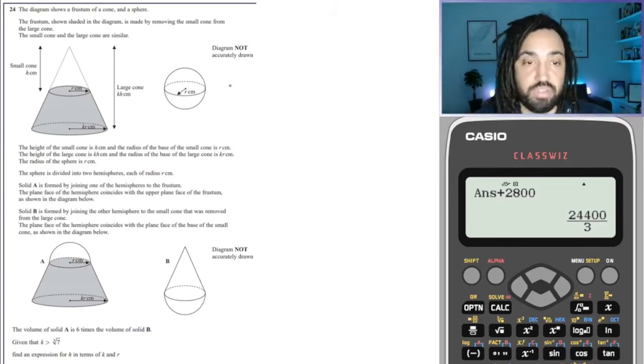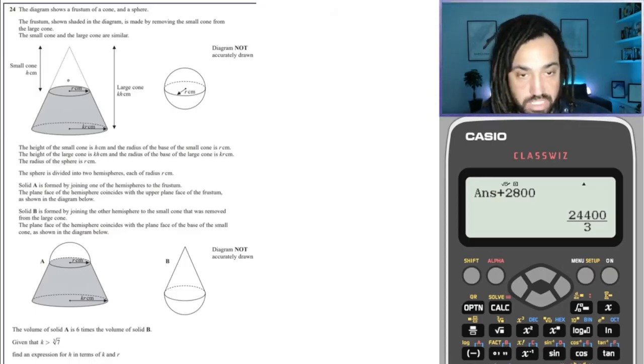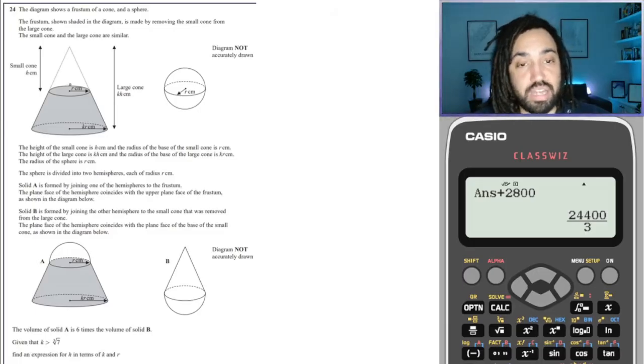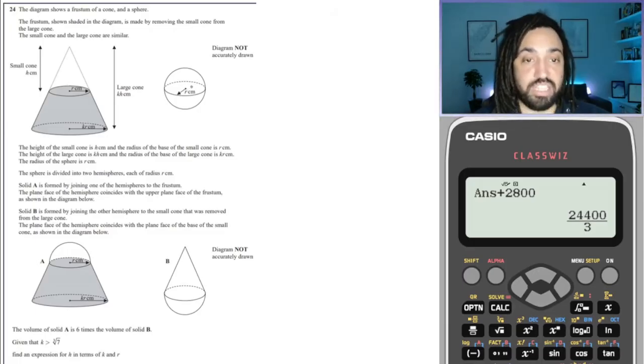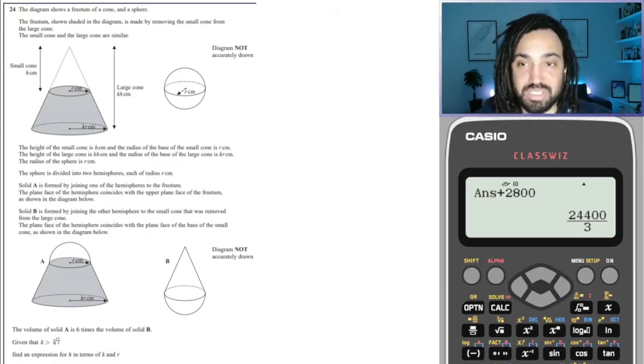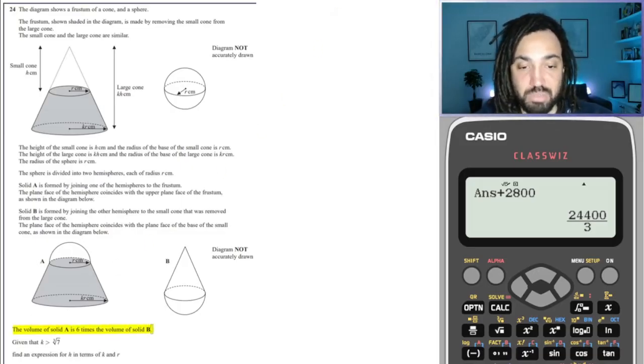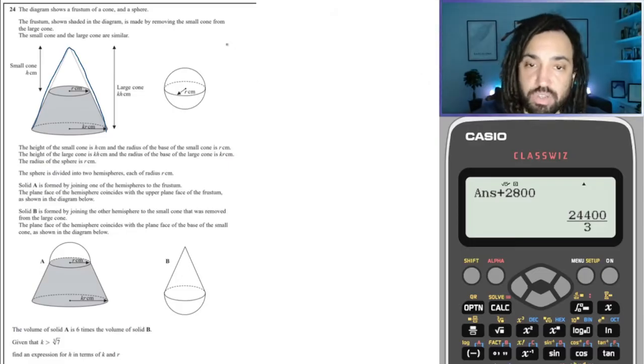But essentially you've got this cone, which has the top part of the cone cut off, and that's called a frustum. And then you've got a sphere which has been chopped in half, and then you've just done a little swap-a-roo. So you've put the small cone on top of half of the sphere, and you've put the top half of the sphere on top of the frustum. And you're told that the volume of A is 6 times the volume of B. Find an expression for H in terms of K and R. Okay, so let's work out volume A.